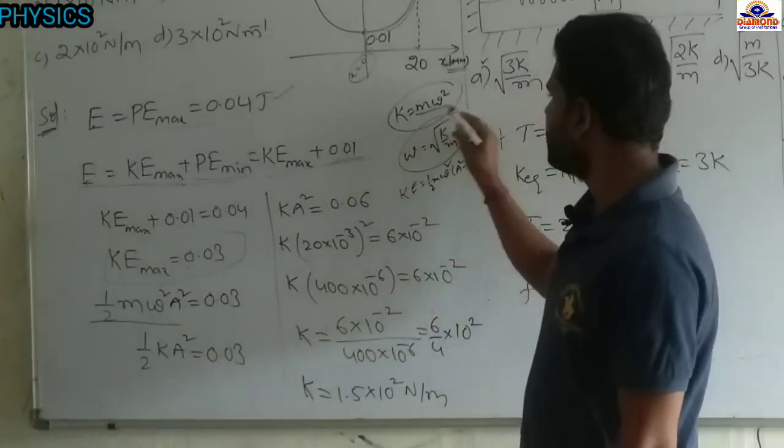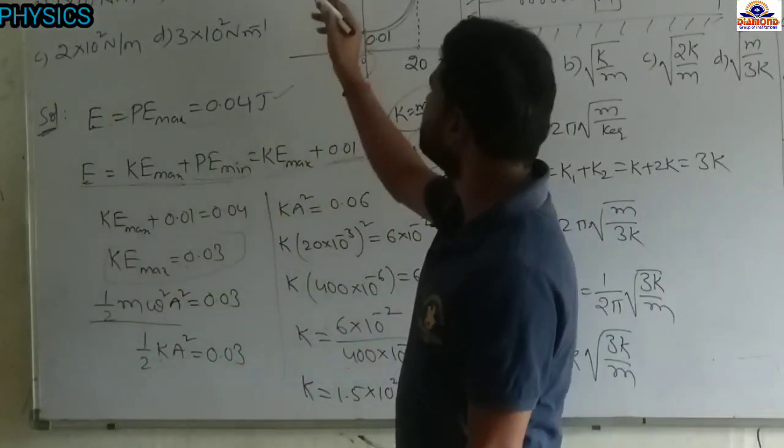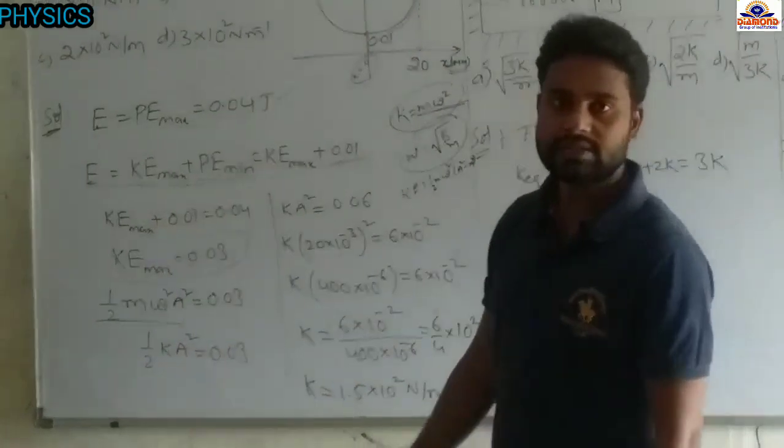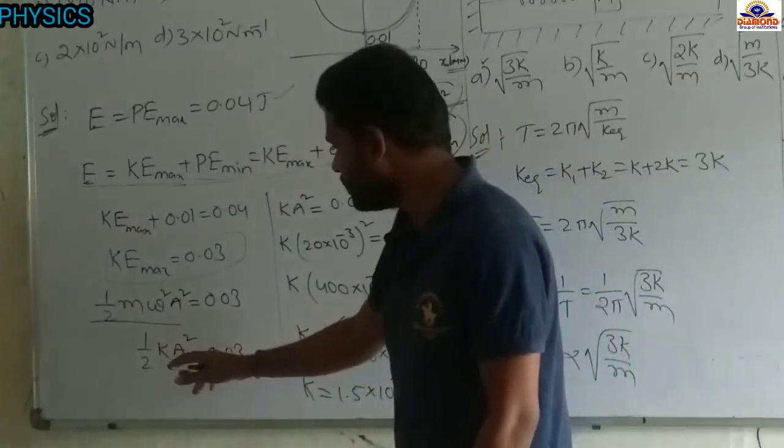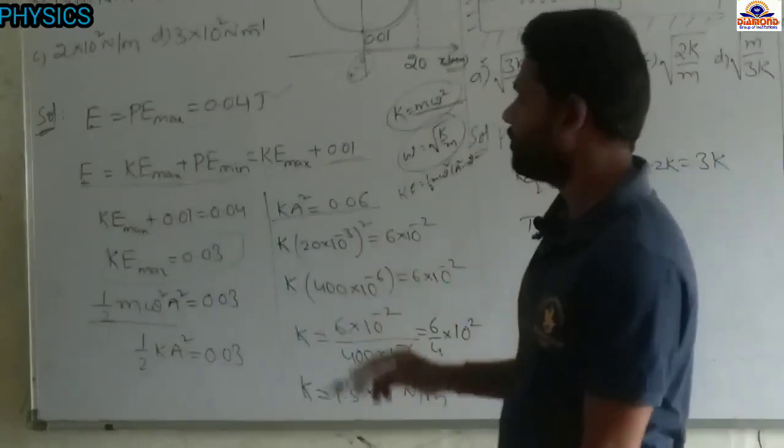Already I said m omega square is nothing but k. Why am I writing m omega square equal to k? Because they are asking for the spring constant. So now half k a square equals 0.03. Shifting this side, k a square equals 0.06.